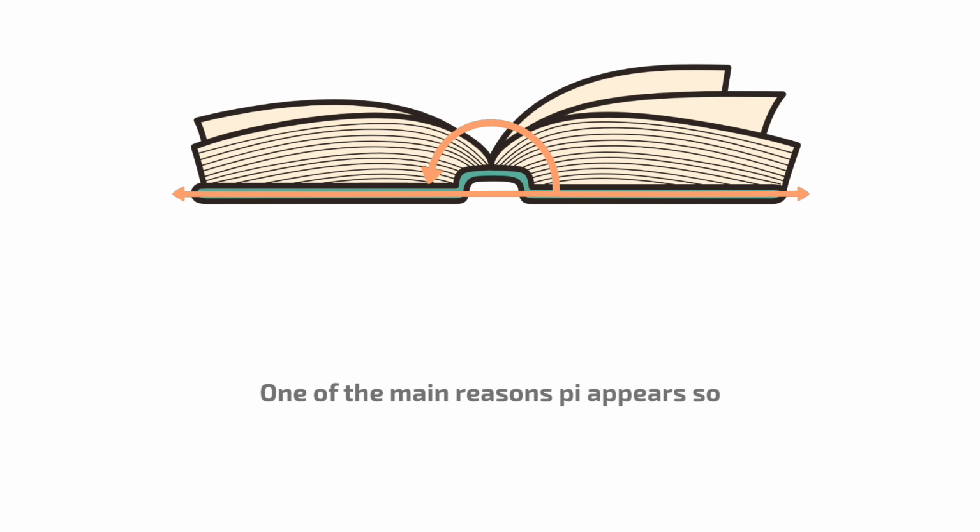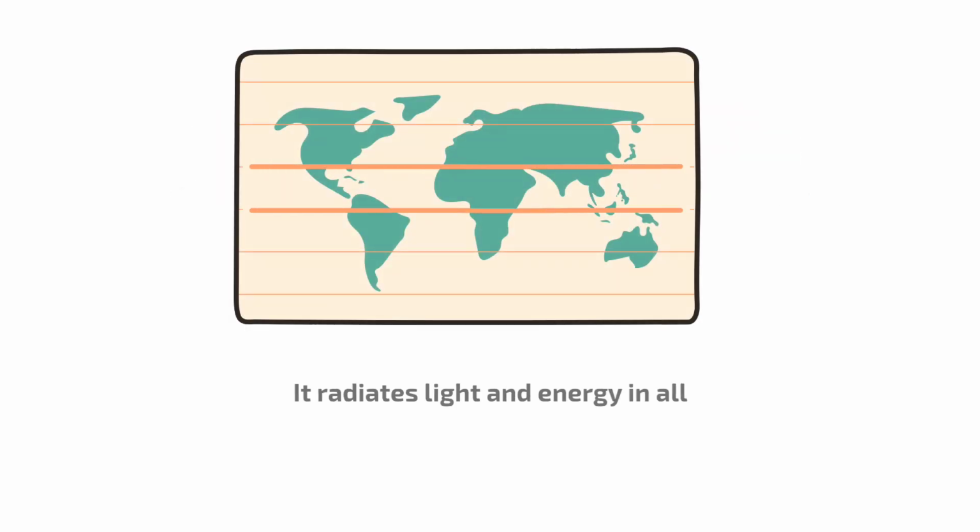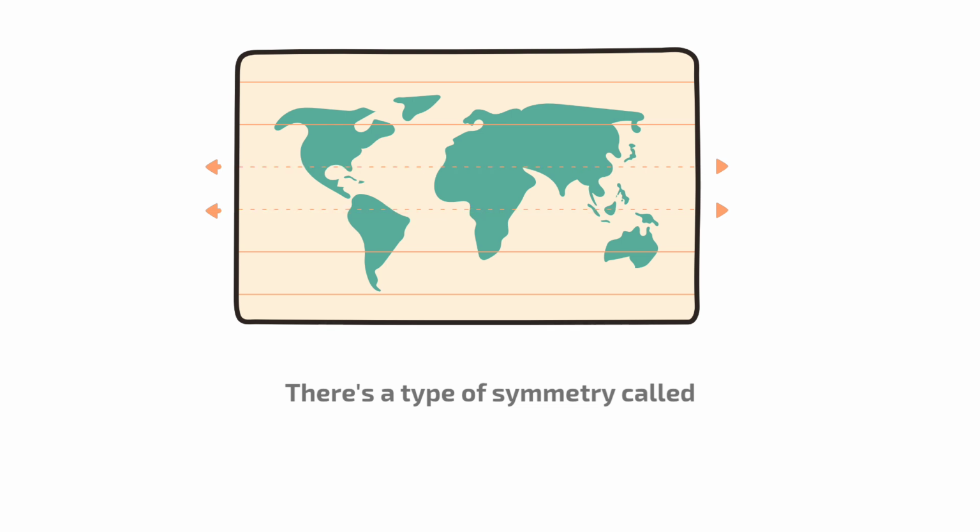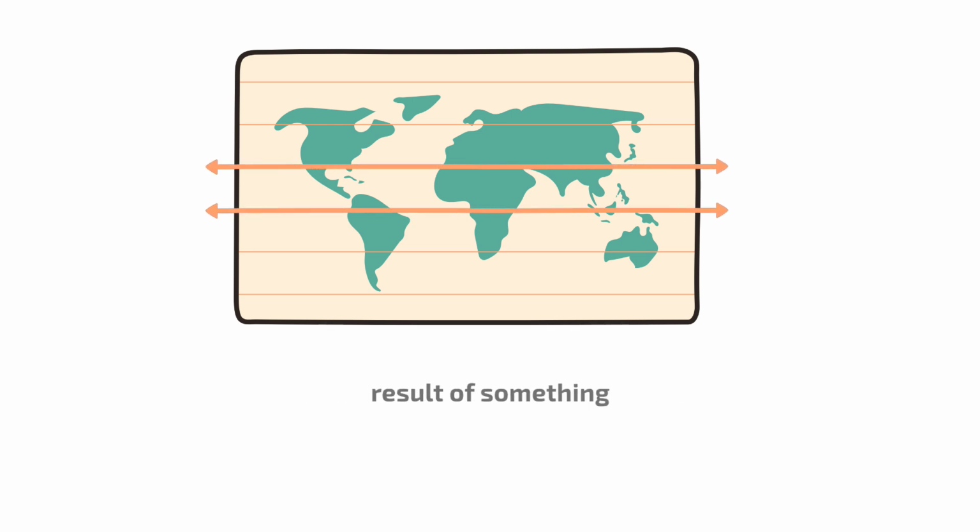One of the main reasons pi appears so often in physics is because of symmetry. Many physical systems are symmetrical in some way. Think about a star. It radiates light and energy in all directions equally. That's a type of symmetry called spherical symmetry. The shape of a sphere is the natural result of something that behaves the same in all directions.